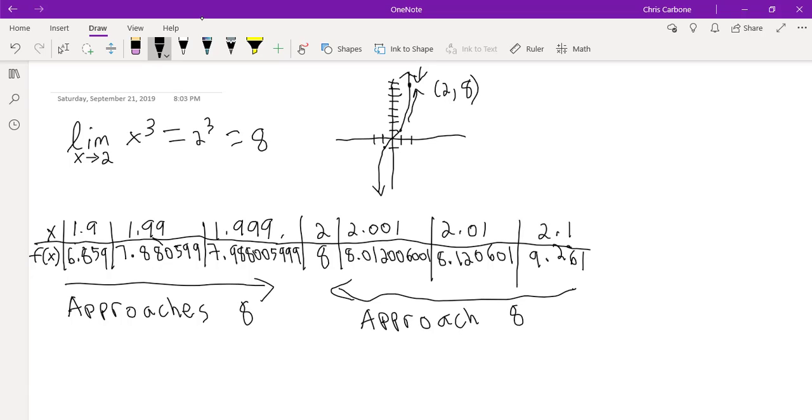So that's 3 different ways to show that the limit as x approaches 2 of x cubed is indeed equal to 8, again by a table, a graph, and then algebraically.